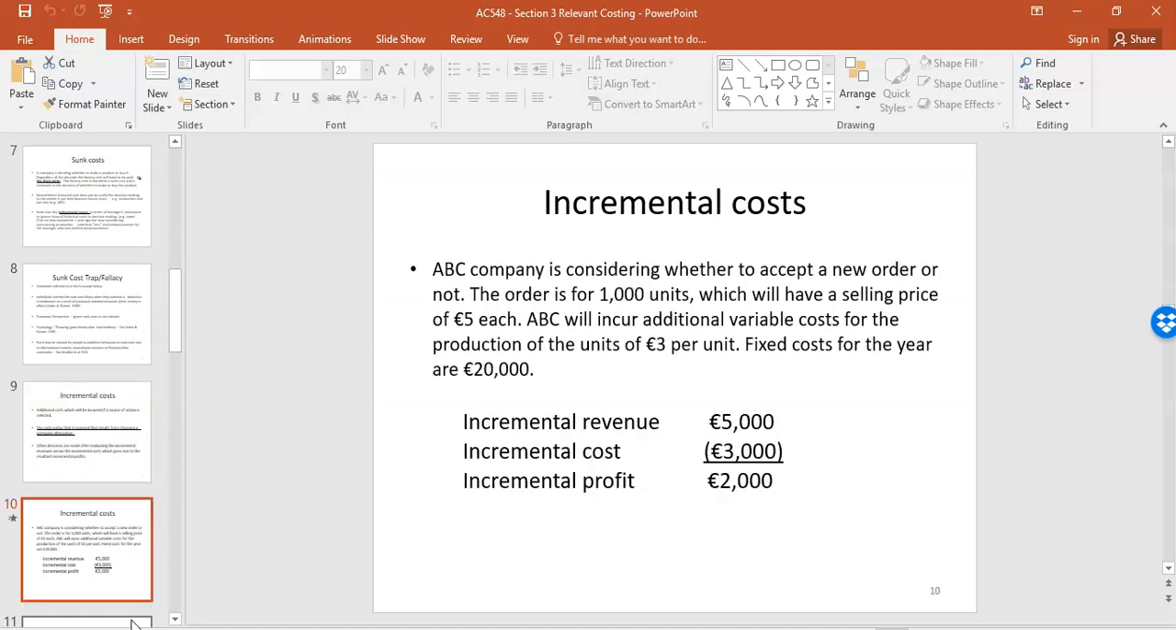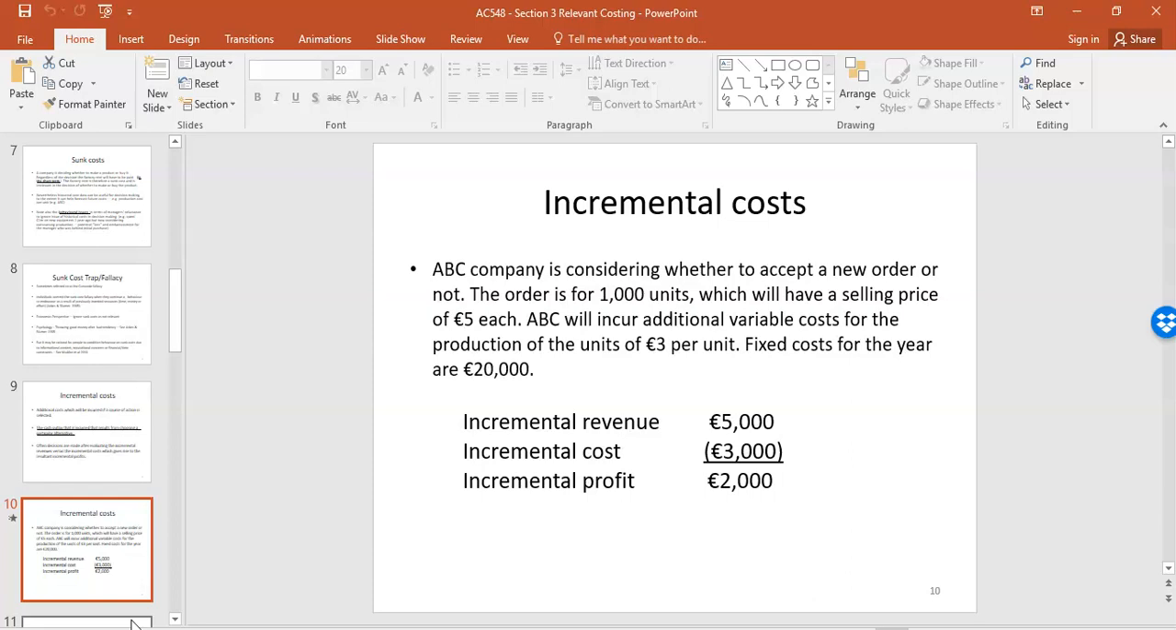So for example here, this ABC company, they have a new order, special order of 1,000 units. Selling price is €5 each, and additional variable costs, so they're incremental, is €3 each. And the fixed costs for the year are 20,000. Now remember, we're looking at a short-term decision. So in the short term, the fixed costs don't change. So what we call those, they are sunk costs, they're already committed. So they're not going to change, they're irrelevant.